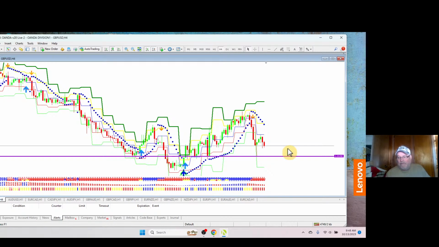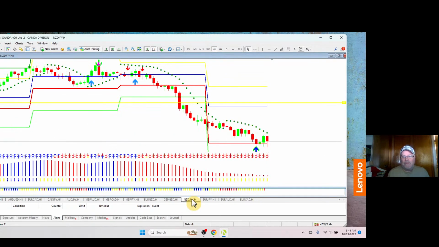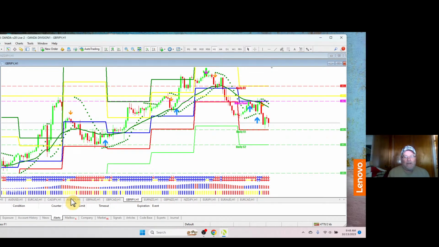The New York session has been open for almost 20 minutes. The next candle shows up on a 1 hour in less than 12 minutes. The 4 hour candle showed up 48 minutes ago. So the next one doesn't show up until 1 o'clock Eastern time. So that's almost 3 hours away. So we looked at, what was we seeing? The New Zealand yen, the pound yen, the Aussie yen.